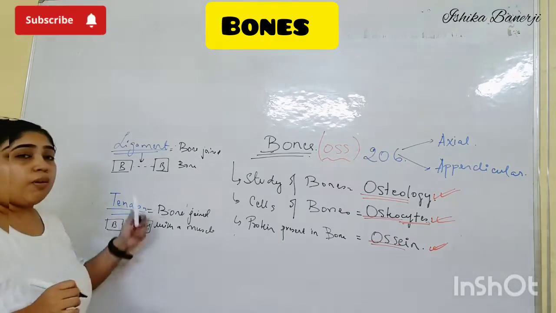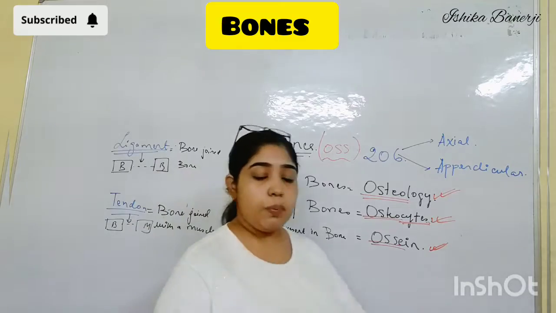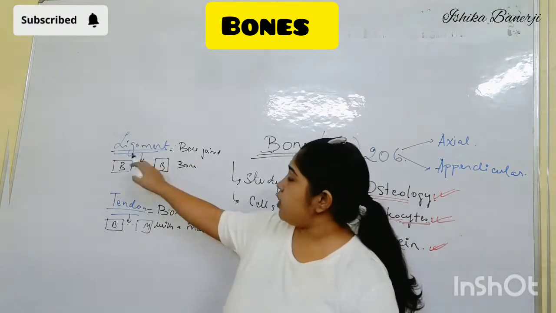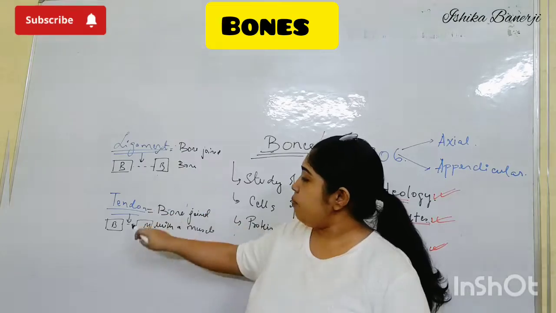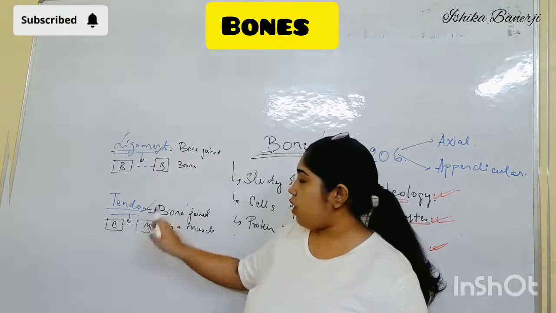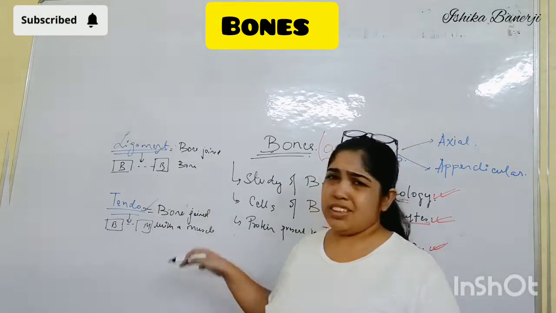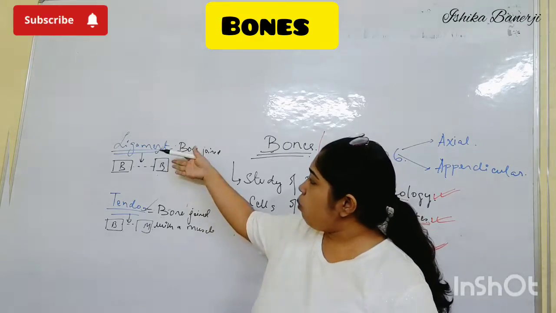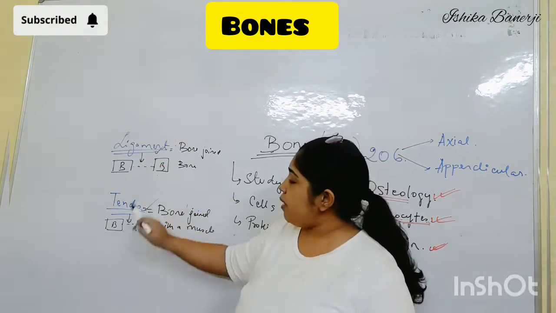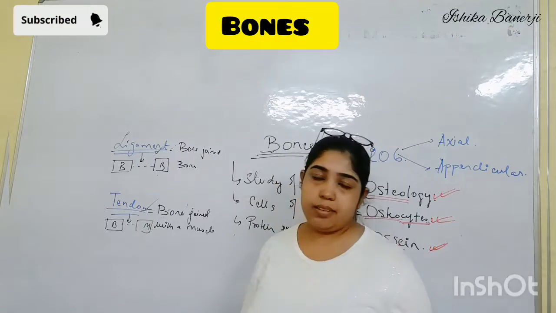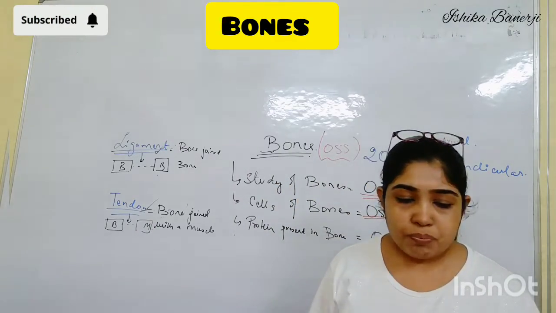Just remember this joint: bone and bone, then it will be a ligament. A bone joined with a muscle is called a tendon. An easy difference, if you read it twice you will understand. Bone plus bone, it's a ligament. Bone plus muscle, it's a tendon. Clear to you?